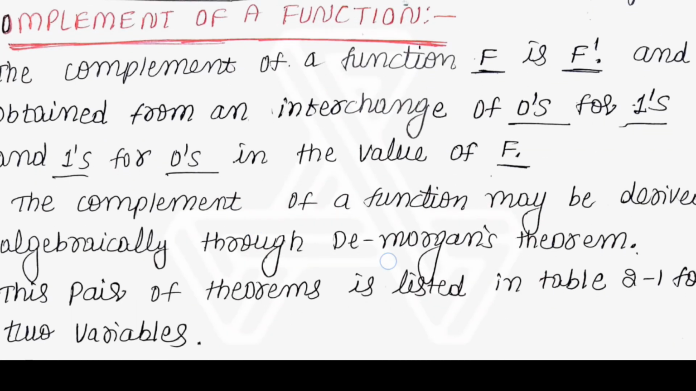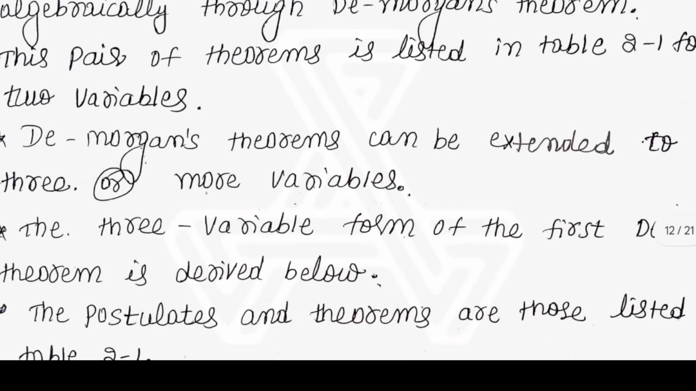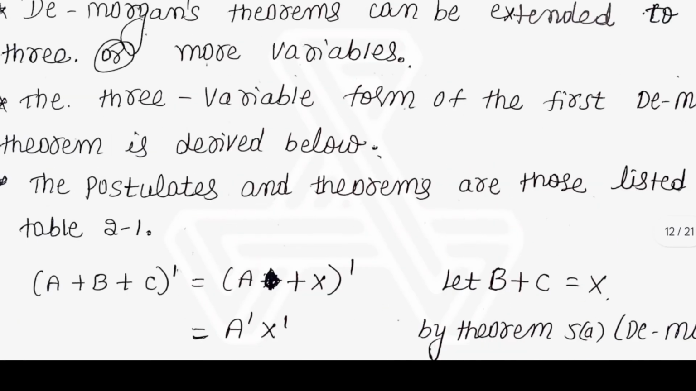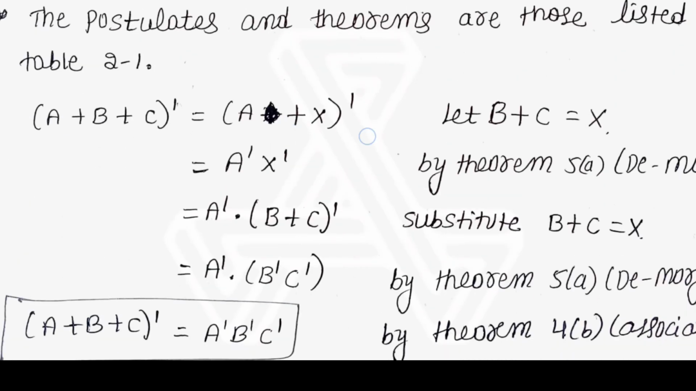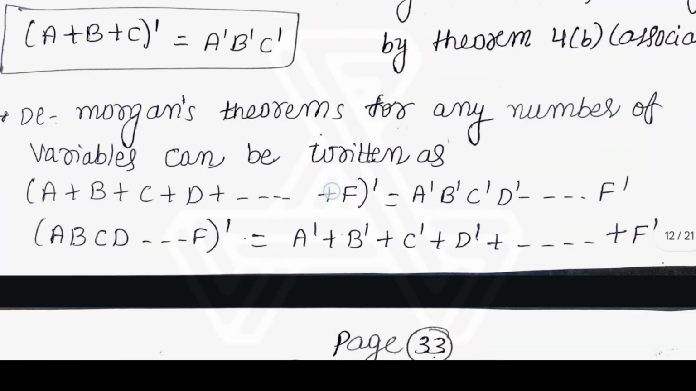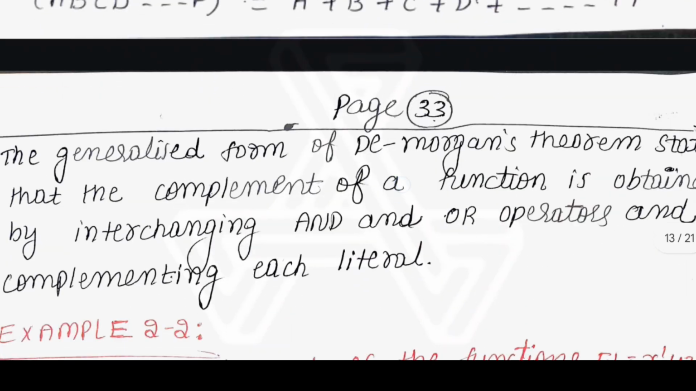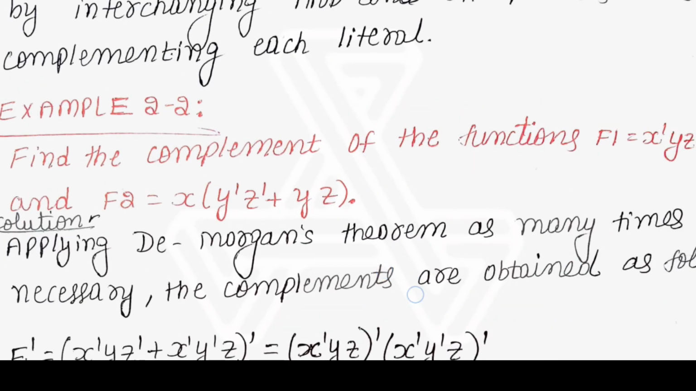What is the complement of this function f? That can be taken as a plus b plus c whole complement. Let us take it as a plus x, where x is b plus c. A plus x whole complement is equal to a complement x complement, that is b plus c whole complement, that is b complement c complement by DeMorgan's theorem. For any number of variables it can be written as this, and in the generalized form this can be taken as this.